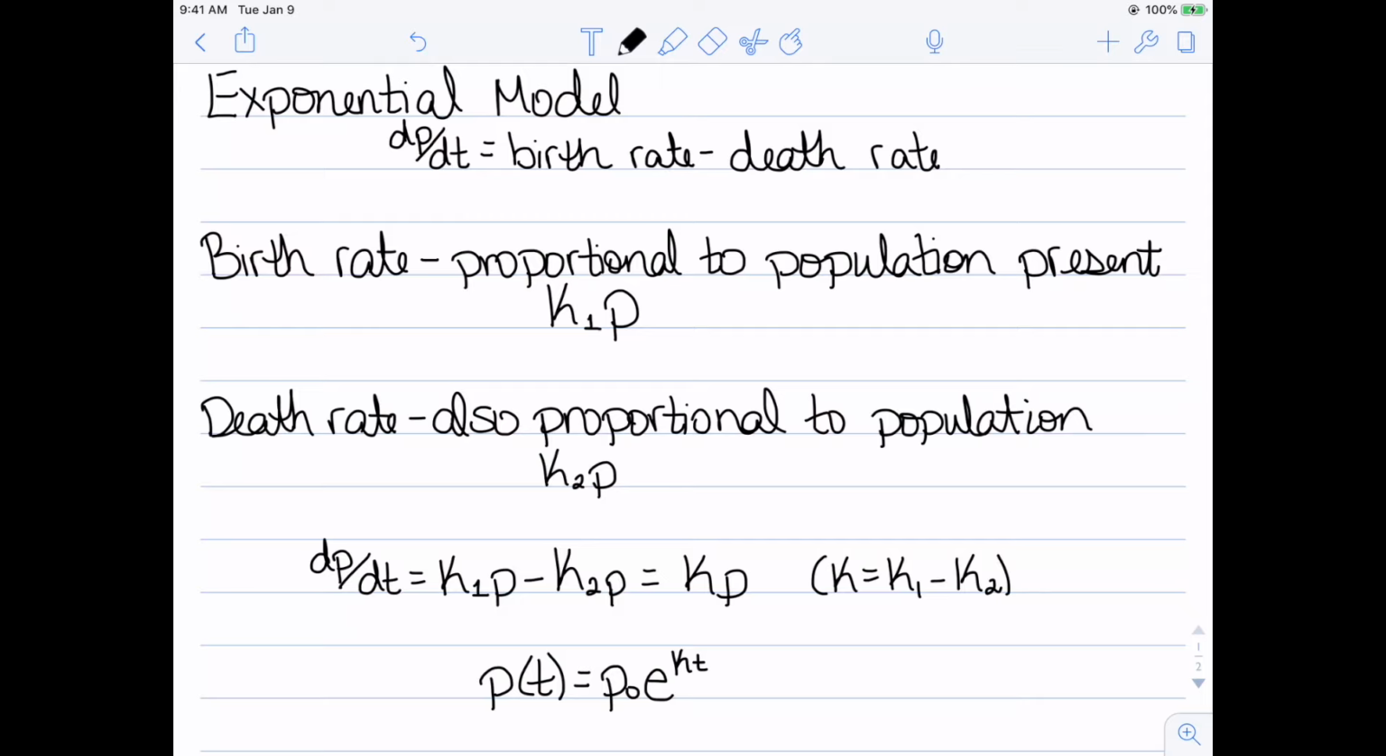Using the fact that this differential equation is separable, we can solve and get that P of t, our population, is equal to P0 times e to the kt, where P0 is our initial population that we start with, and K is once again that birth rate minus the death rate.